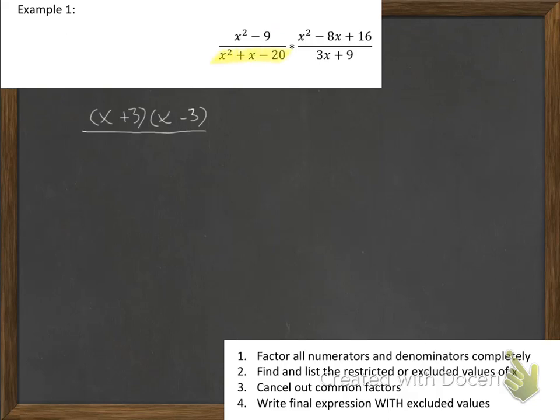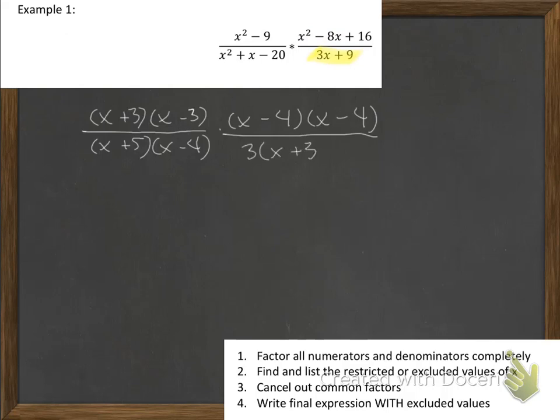Then we move on to x squared plus x minus 20. There are 3 terms in this polynomial. You could use the AC method. When you do, you get the quantity of x plus 5 times the quantity of x minus 4. Okay, moving over here, we have x squared minus 8x plus 16. This factors out as x minus 4 times the quantity x minus 4. And last but not least, we have 3x plus 9. We can factor out a 3, so we have 3 times the quantity x plus 3.